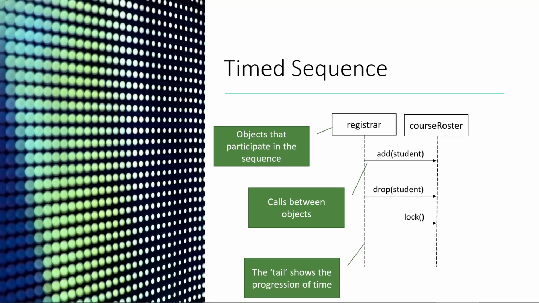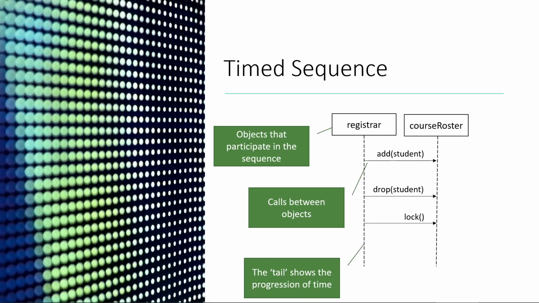The structure of this then is showing you very visually exactly the sequence of events. You can kind of think of it as a type of flow chart. So registrar calls course roster, then registrar calls course roster again with drop. So it starts with add, then it goes to drop, and then it calls lock, for example.